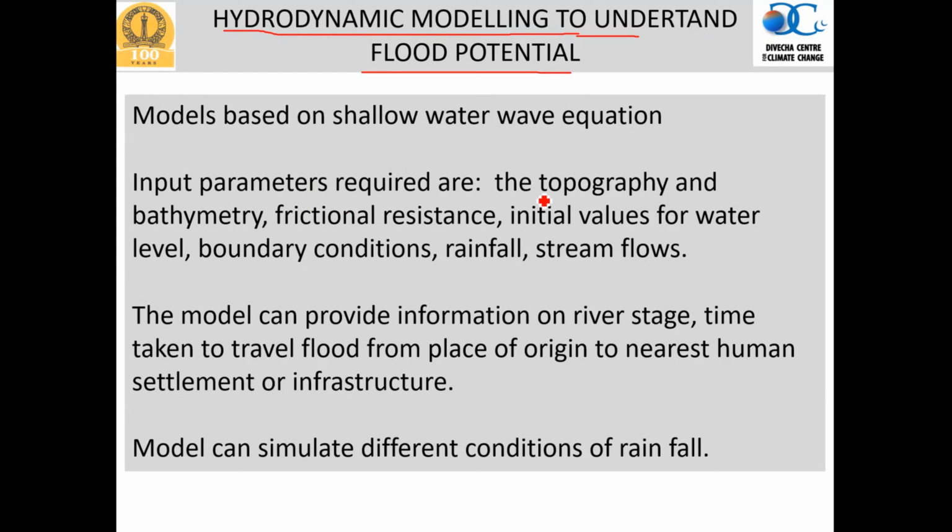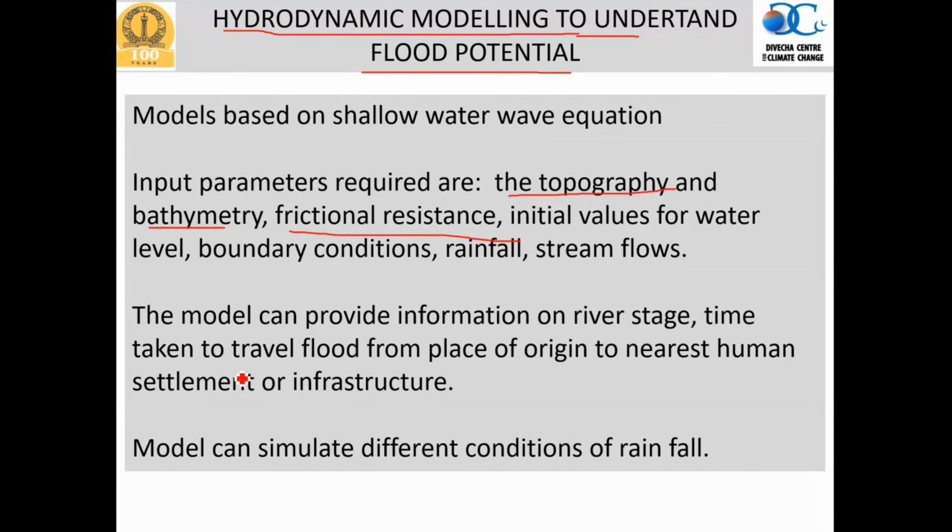And it requires input parameters like topography, bathymetry, frictional resistance, initial value of water level, boundary condition, rainfall, and stream flow. So once you set up this model and you run this model, the model can provide information of river stage, time taken for the flash flood to travel from the place of origin to the nearest human settlement or infrastructure, and it can also simulate different conditions of rainfall.